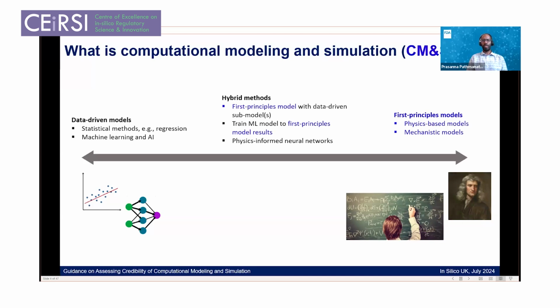So what do we mean by computational modeling and simulation? Well, that's basically a synonym for first principles models, so either the pure first principles models on the right-hand side or the first principles models within the hybrid methods.